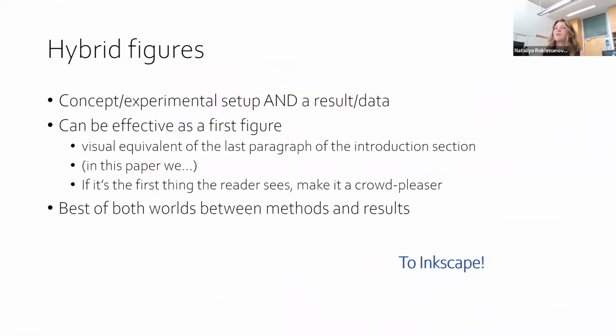But the cool thing about a hybrid figure is that it allows you to get the best of both worlds between your methods and your results, right? You have either your concept or your experimental setup, and you also have some results and data. This can be very effective as a first figure. Sometimes a paper will ask if you want to include what they have different names for in different papers, like an eye-catching figure or a header figure. And this will be something that they distribute in their social media channels. They might post about it on Twitter.